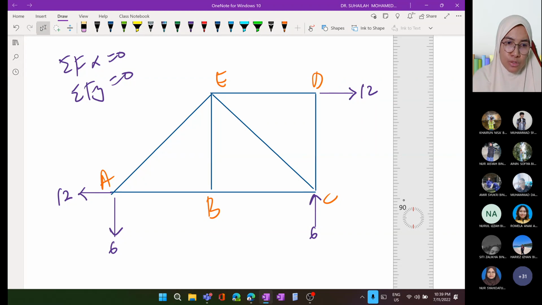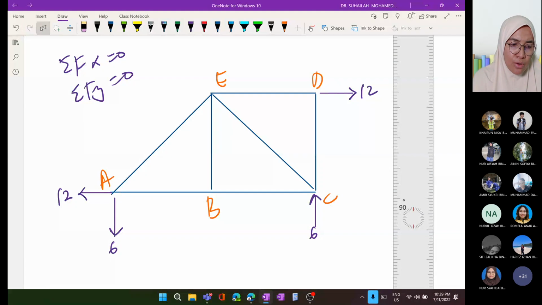We can choose any joint to start, and make sure that the joint we choose to start must have one unknown. Boleh pilih mana-mana joint pun, tak kisah. Kalau you nampak dekat joint D ada one unknown yang you boleh solve, so start at D. If you find that dekat B pun ada one unknown, so B pun you boleh start. Dekat A ada one unknown.